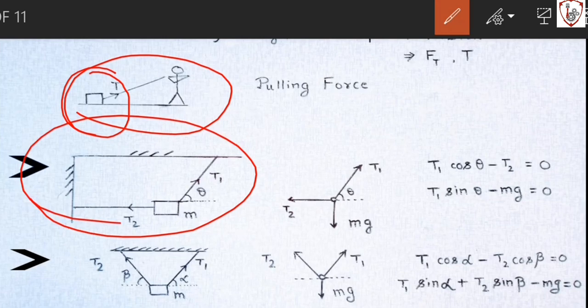Very simple. We have to first find out the system. In this case, that is the block. Second thing, we will find out the forces. What are those? Tension, the block's own mass m, and its weight, which is working in the downward direction, mg, and tension T2. These are the only three forces acting on the block, right? Any other force? No. Then we will draw the free body diagram, third step.